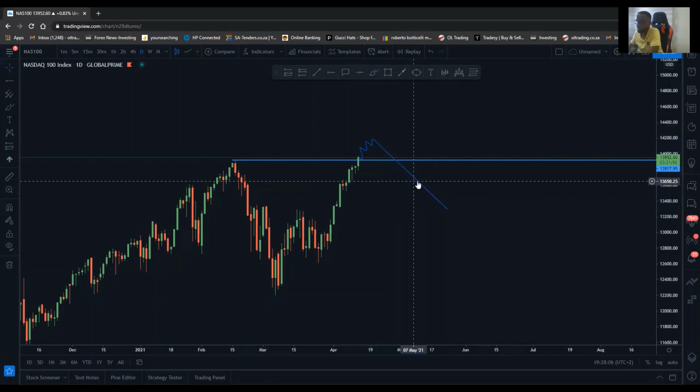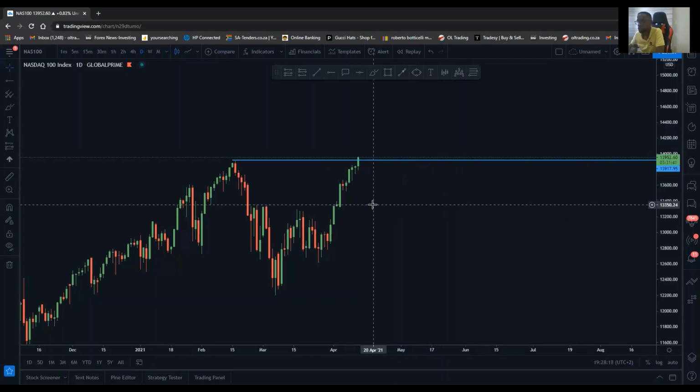We just have to understand what we are really trading and how we see the market. What phase are you in? Are you in an impulsive phase? Are you in a corrective phase? You understand? So let's go into a smaller time frame.